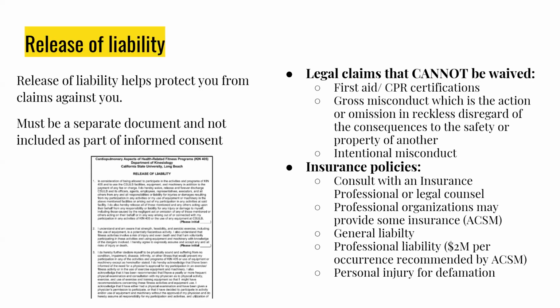There are professional organizations that may provide some insurance, like the ACSM, which provides insurance for, for example, personal trainers or exercise physiologists. So in case there are claims made against you, you are protected by those insurances. They have general liability and professional liability. There's up to 2 million per occurrence recommended by ACSM. So they recommend that, and of course, personal injury for defamation.